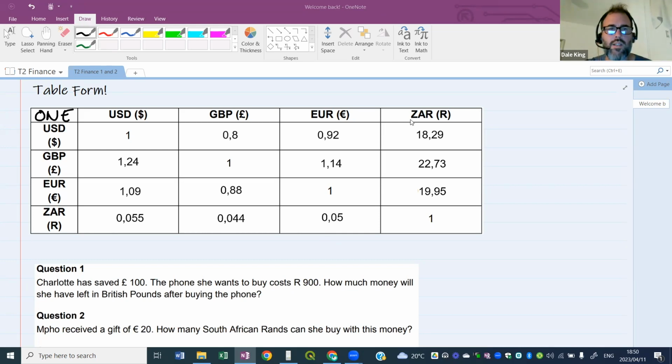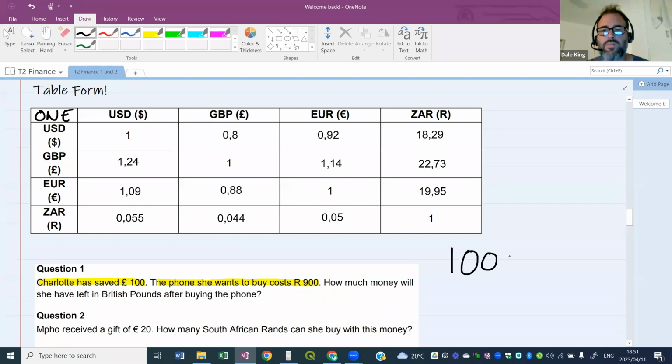All right, let's have a look. Okay, so we need to find out how many pounds is in 900 rands. Okay, Bianca, if you look at the first part of this question, that's what we're going to focus on now. Charlotte has saved £100. The phone she wants costs 900 Rand. So will her £100 be enough to buy it for 900 Rand? So we're going to change her £100 into rands and see if she has enough.